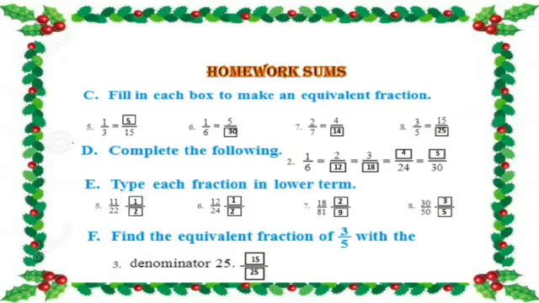The answers for the C subdivision are 5 by 15, 5 by 30, 4 by 14 and 15 by 25. The answers for the D subdivision are 2 by 12 is equal to 3 by 18 is equal to 4 by 24 is equal to 5 by 30. The answers for the E subdivision are 1 by 2, 1 by 2, then 2 by 9 and 3 by 5. The answer for the F subdivision is 15 by 25.